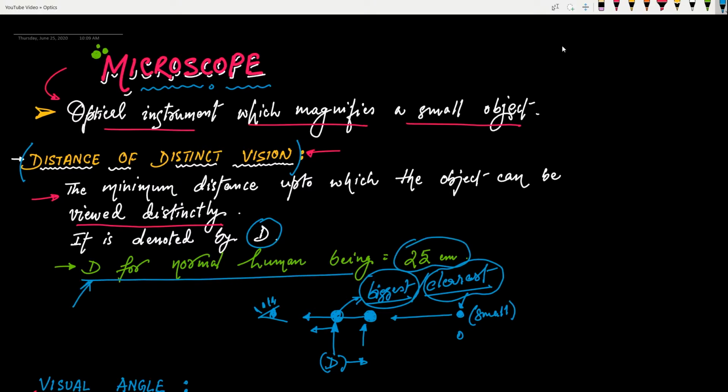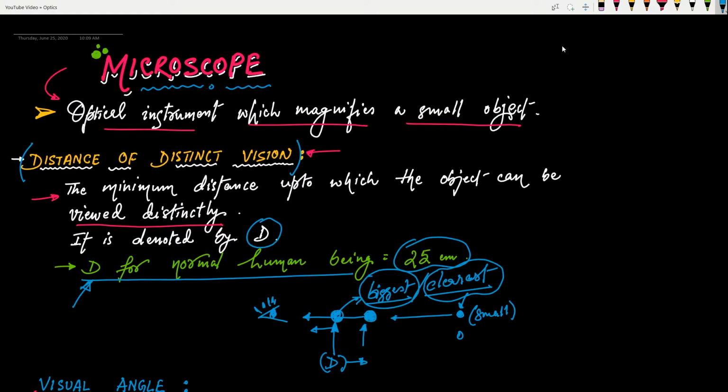It is denoted by capital D, and we have seen that D for normal human being is 25 centimeter. Now the value of D varies according to age, like a person with old age will have different value of D, but for normal human being the value of D is always near about 25 centimeter. So this is the concept of distance of distinct vision. Okay, if you have understood the concept of distance of distinct vision, then the concept of magnification for microscope will be absolutely easy. I hope it is clear.